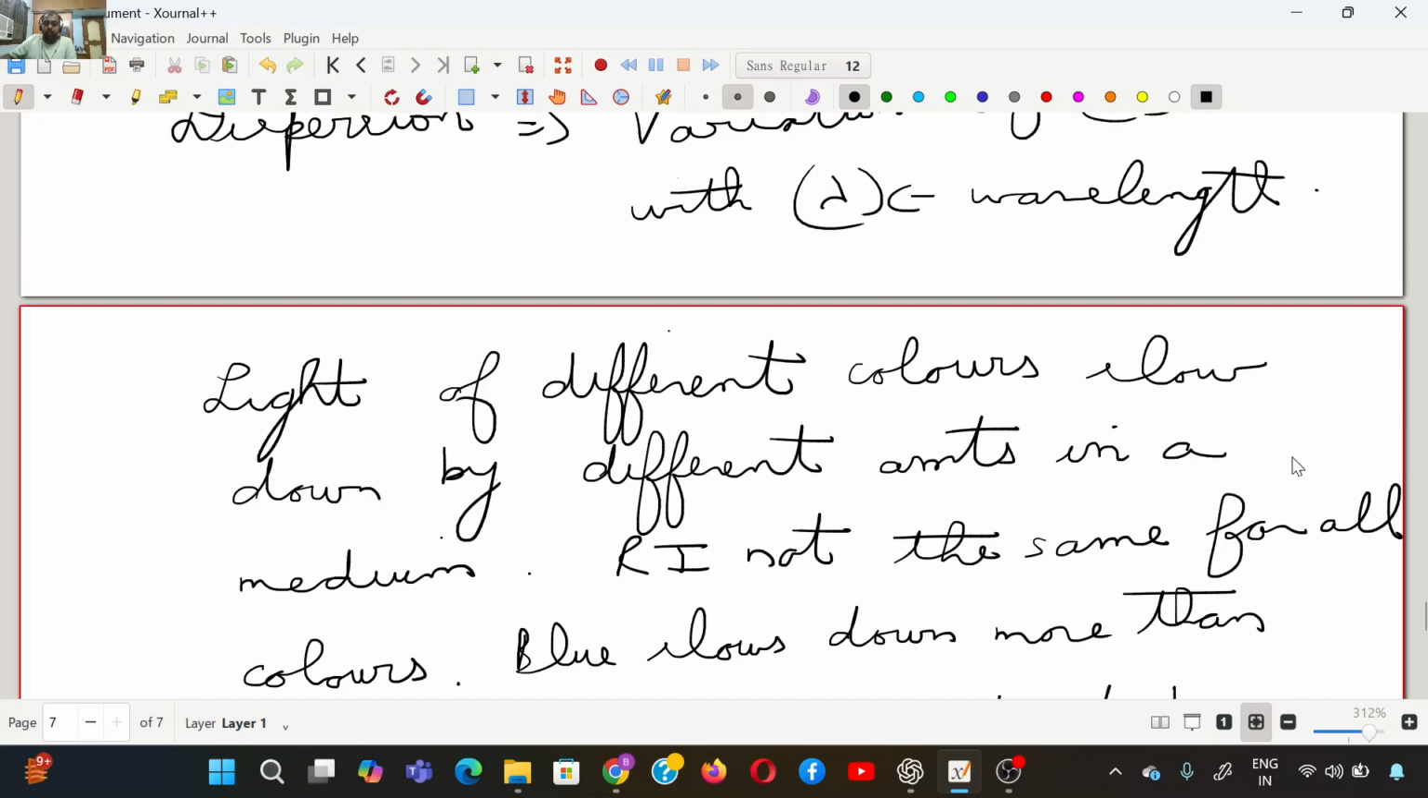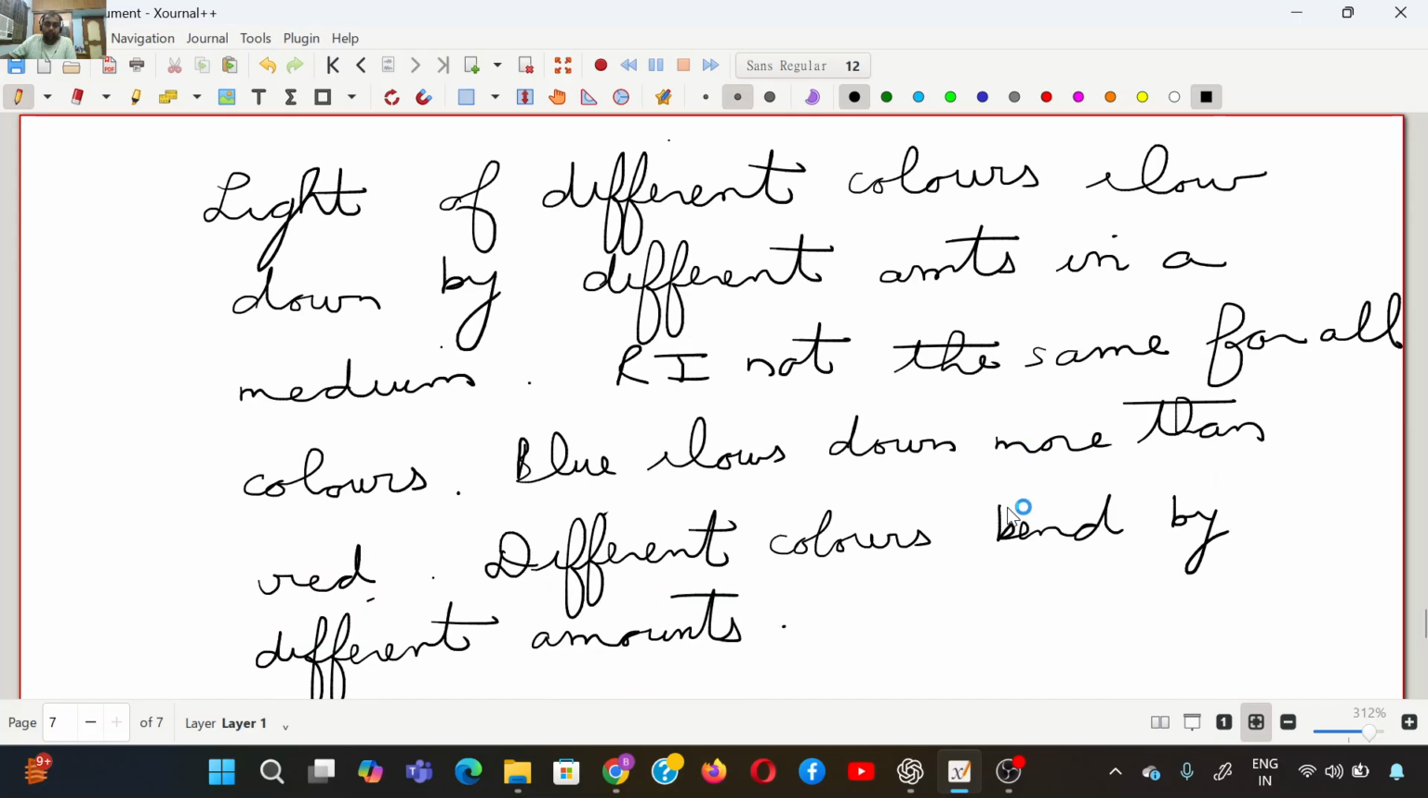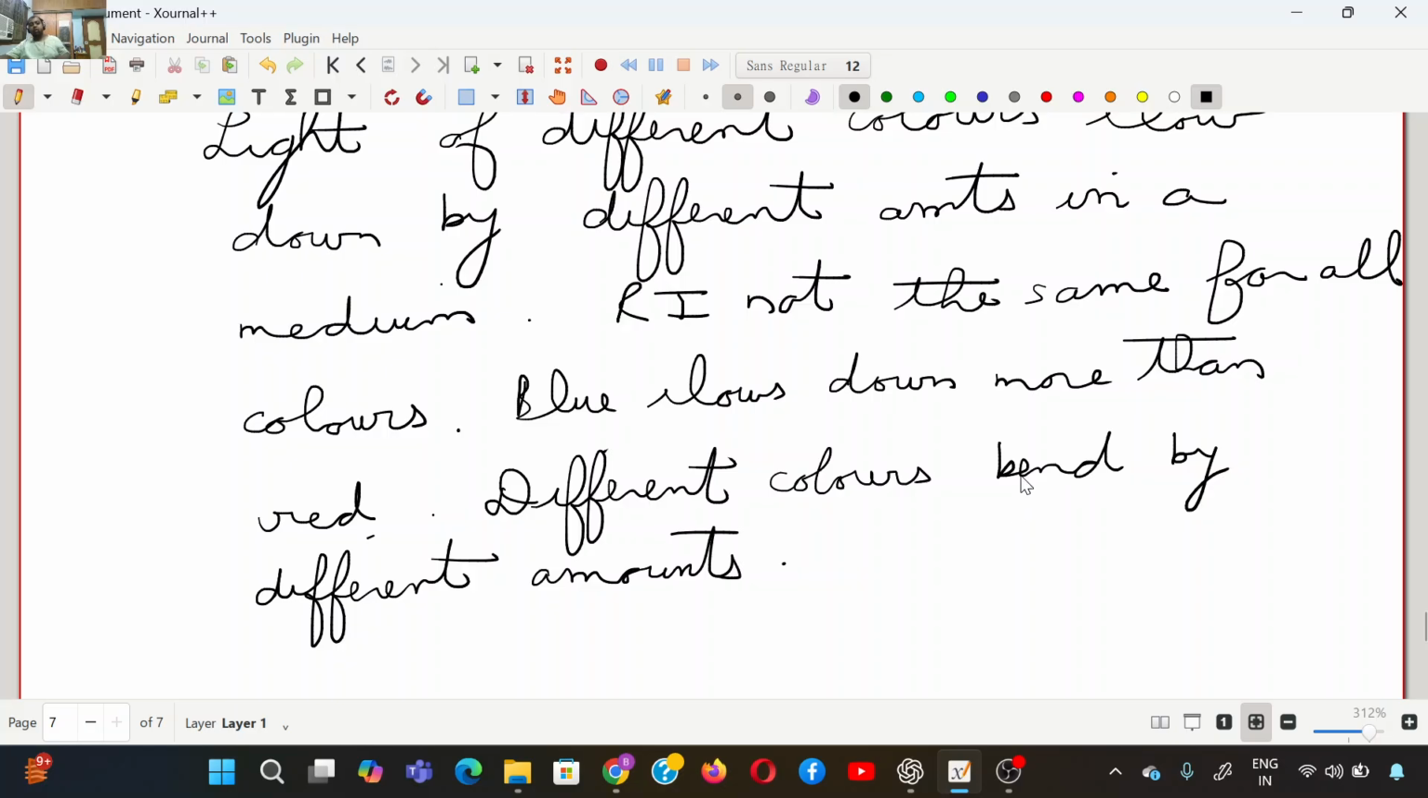So light of different colors slows down by different amounts in a medium because the refractive index is not the same for all colors. Blue slows down more than red, and all the different colors bend by different amounts in that medium.